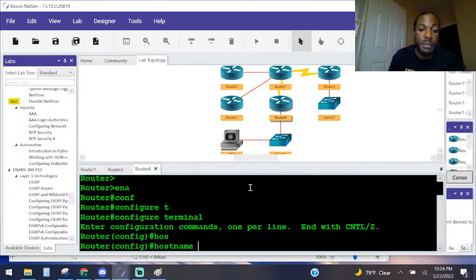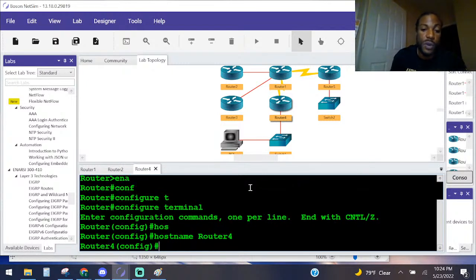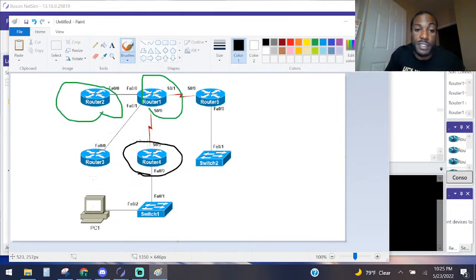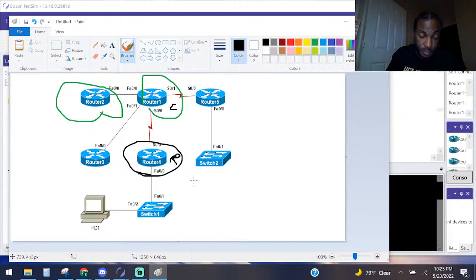We say hostname, his name is router 4. We'll go to the interface. What is it? The serial interface. So now we're doing the other side, which is what I was explaining about DCE and DTE. So this guy was doing the clocking. He's going to be the receiving end of it, or the customer, CPE, whatever you want to call it. I guess that's the receiving end.